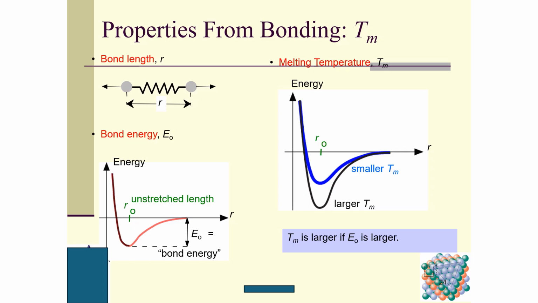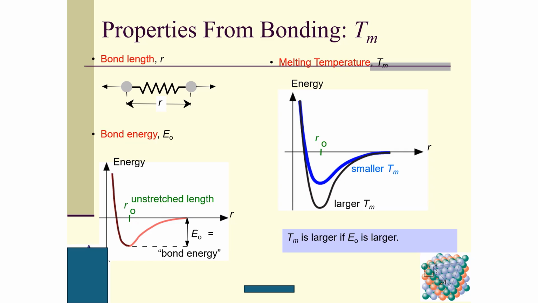And if the distance goes too long, R is too big, it reduces very substantially. And if this R is very small, we have repulsive force and repulsive energy. So here is melting temperature. Okay, so this Tm is larger if E0 is larger. You can see the temperature property is determined by the atomic structure, and E0 is determined by the atomic structure.